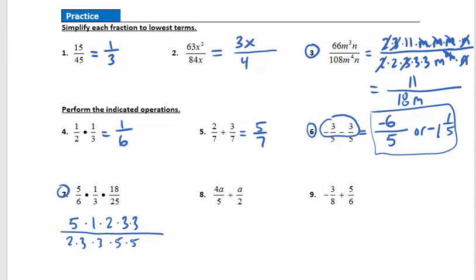Now I'm just going to go through and divide out the common factors. I've got a common factor of 5 in the numerator and denominator I can divide out. A common factor of 2. And 2 common factors of 3. So this is going to simplify down quite a bit. What I have left in the numerator is just 1, and in the denominator I have a 5. So that simplifies down to 1/5.